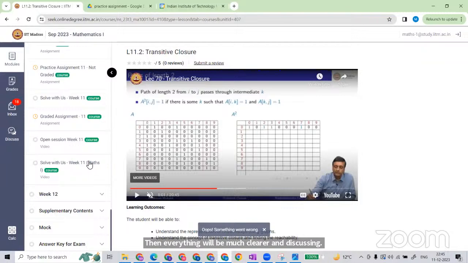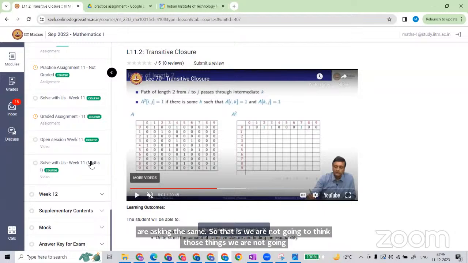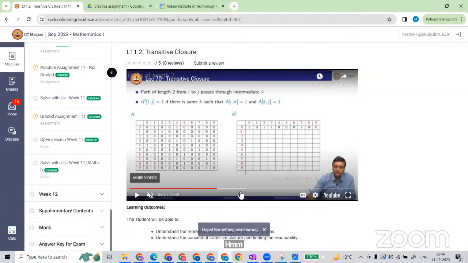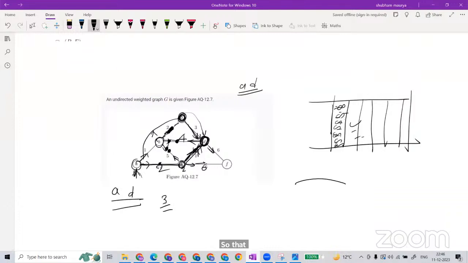One question I had on the cycle. Sir, if there are two vertices A and B, and A goes to B and B goes to A, does this form a cycle? No, in that case we are not thinking about it. Those things we are not going to think about. At least for this course, don't think of this kind of cycle.